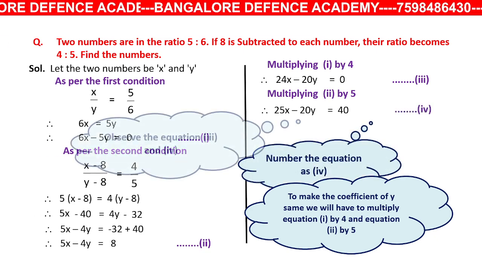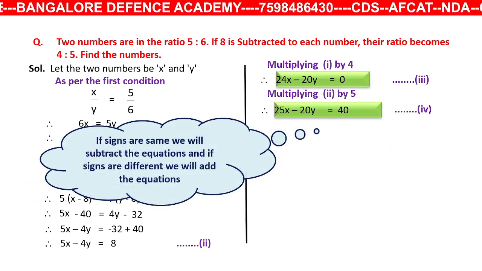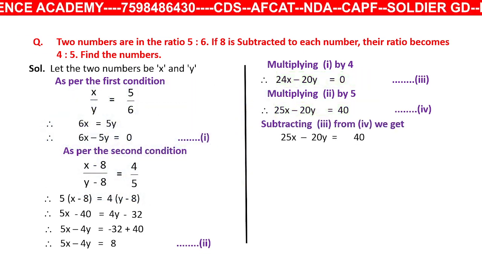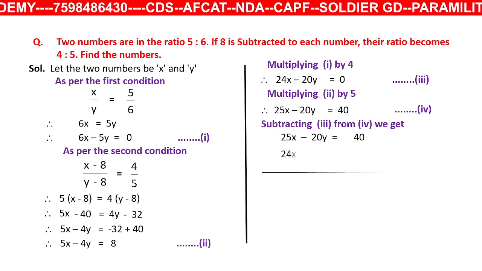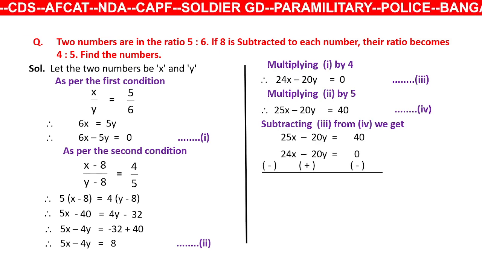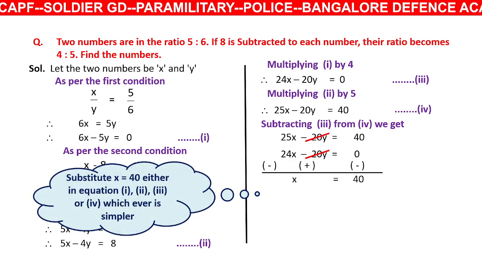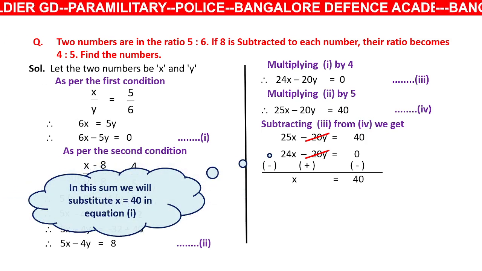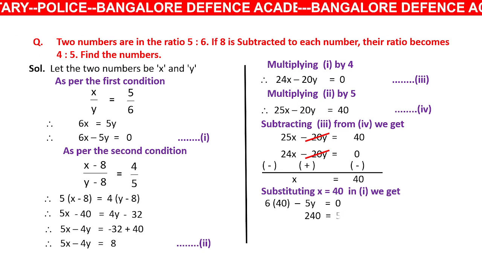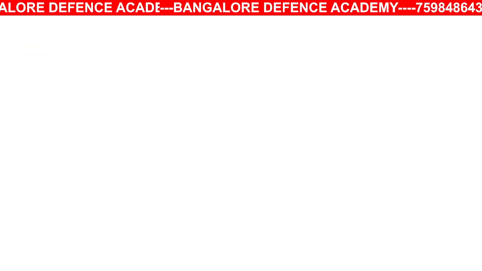Now I have to solve the third and the fourth equation. If the signs are same or different, I have to subtract or add accordingly. So I'm going to subtract equations 3 and 4. 25x minus 20y is equal to 40, 24x minus 20y is equal to 0. So 20y and 20y get cancelled, and you get x is equal to 40. Now you have to substitute the value of x, that is 40, into the equation, and you get y as 48. So the two numbers are 40 and 48.